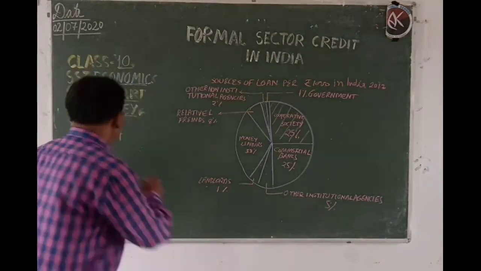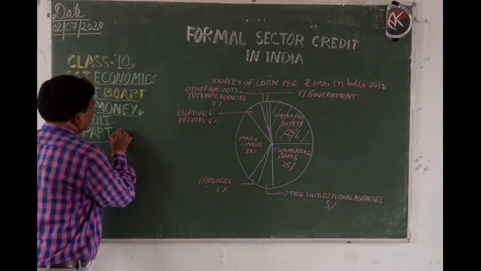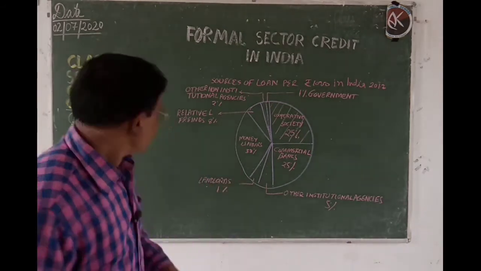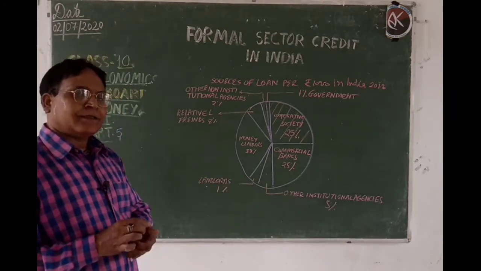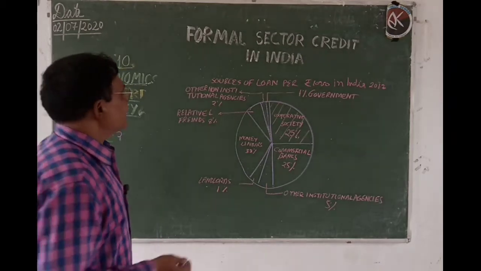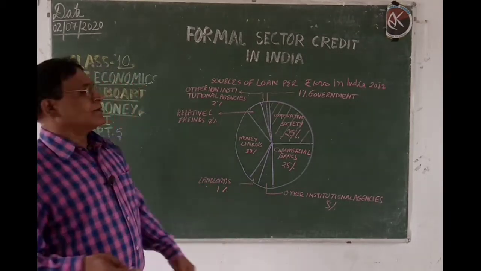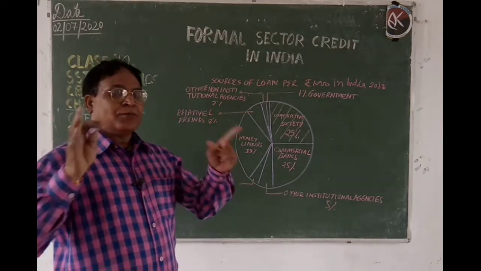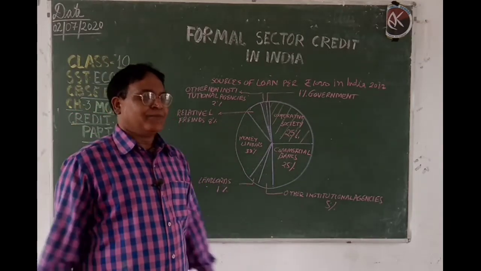Welcome students in part 5 of class 10th SHT economics. Children, the chapter is third, money and credit. In this chapter we will discuss formal and informal sectors who provide credit in India.